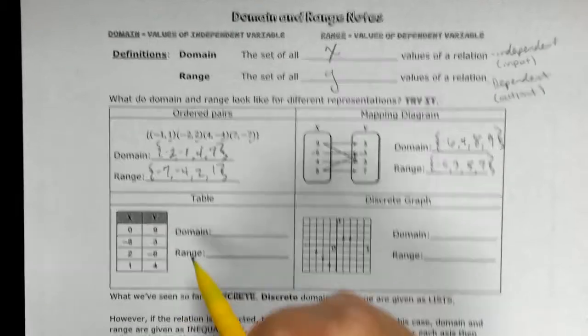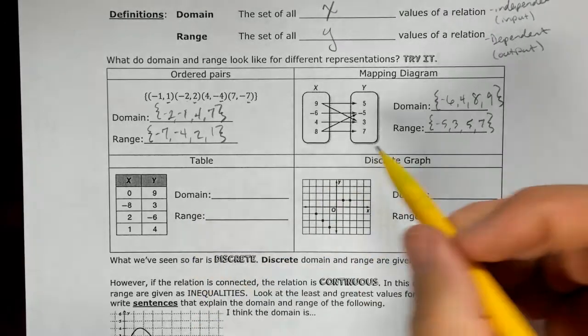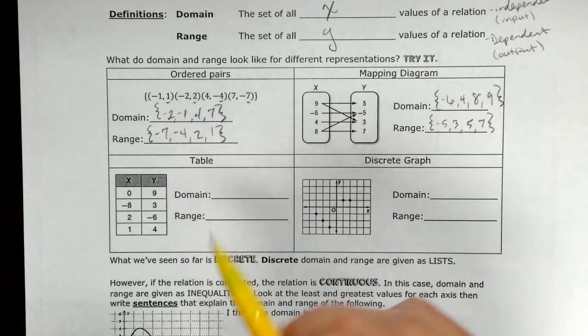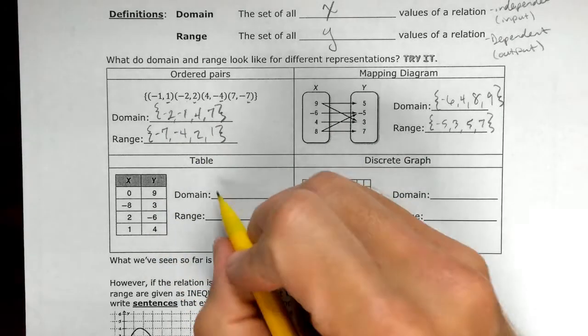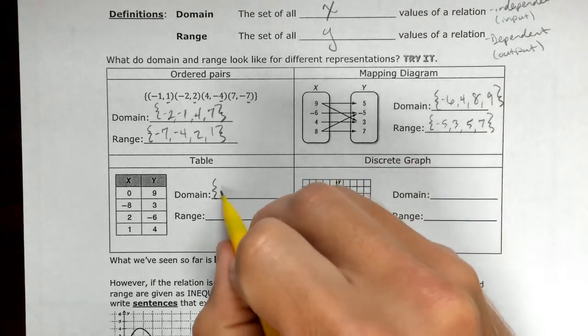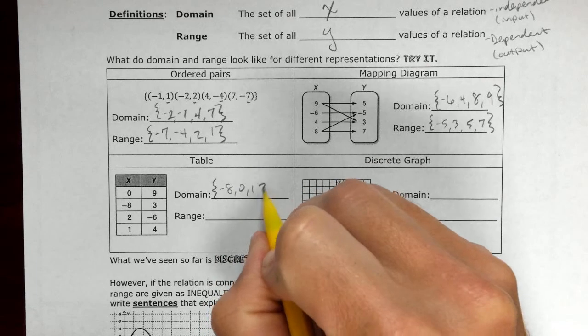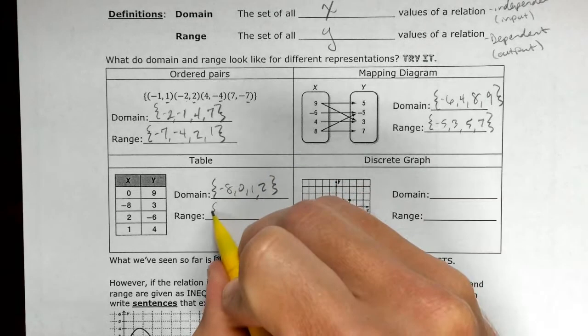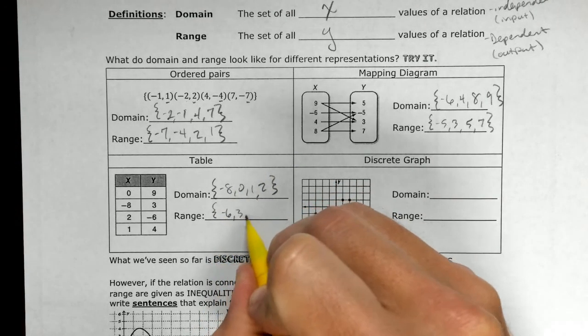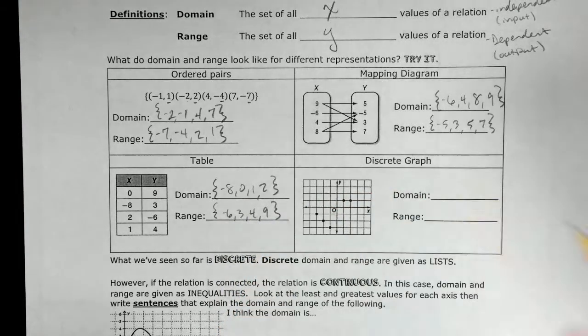Now we're looking at a table format, right? The table format, again, same thing as a mapping, same thing as an ordered pair. It's just listed differently. Domain is all your x values, so -8, 0, 1, and 2. Range is all the y values, -6, 3, 4, and 9.